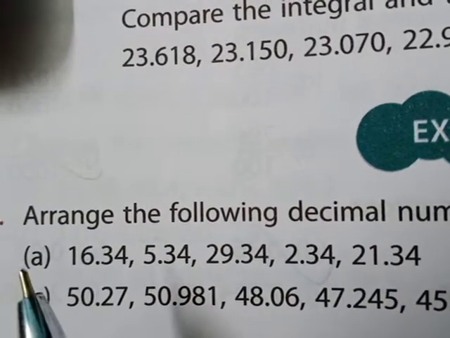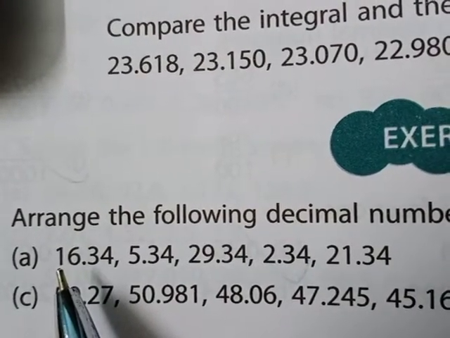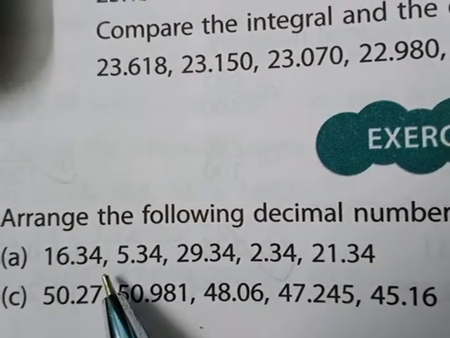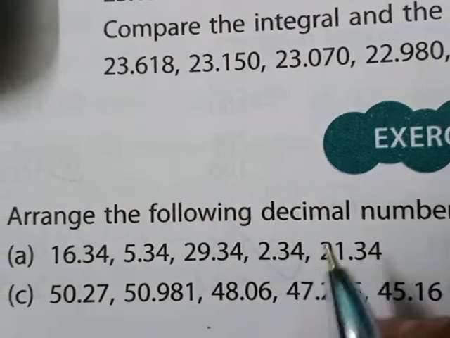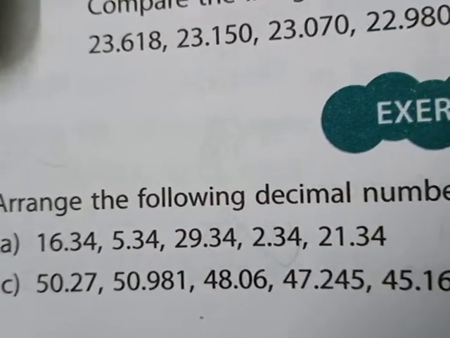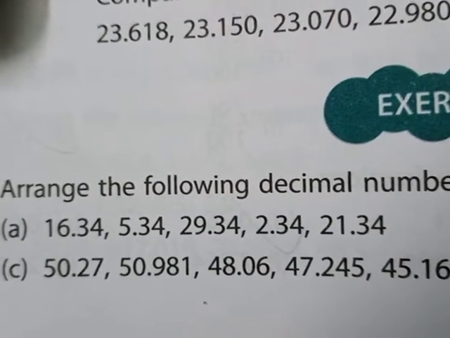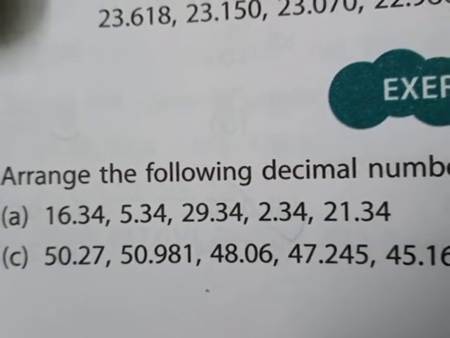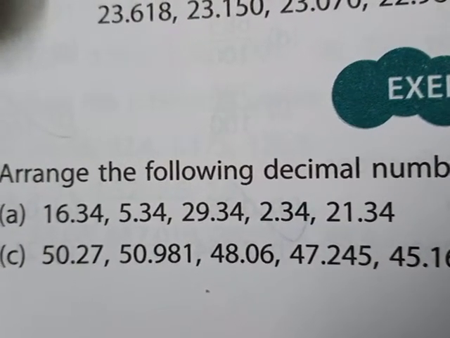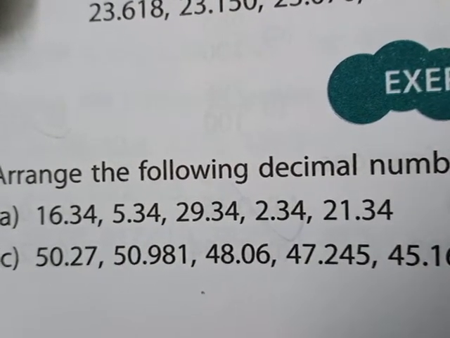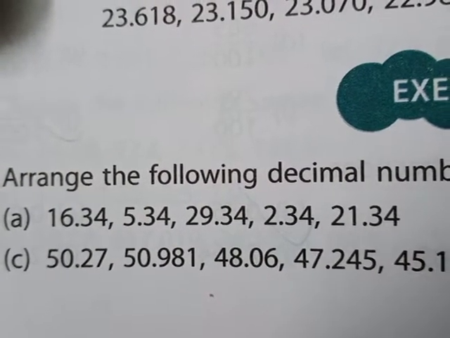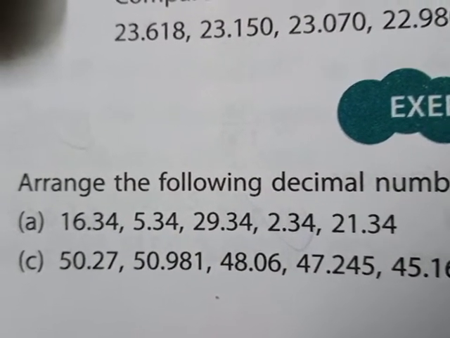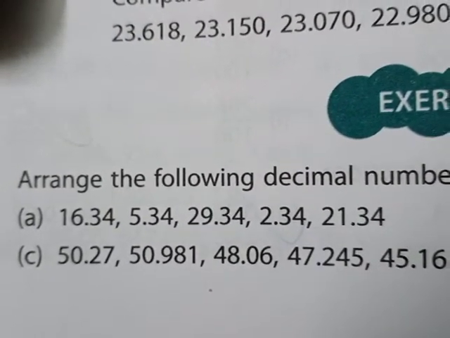Clear? So if you see in A, the integral parts of the numbers are 16, then 5, 29, 2 and 21. Everywhere integral parts are different, right? So when integral parts are different, no need to see the decimal part. Simply you see the integral part and write smallest to biggest. Which one will be smallest? 2, right? So 2.34. After 2, the next smallest is 5.34. After 5 we have 16.34, and then 21.34, and then 29.34. Is it clear to you?